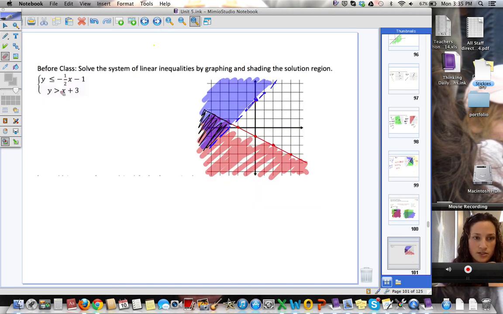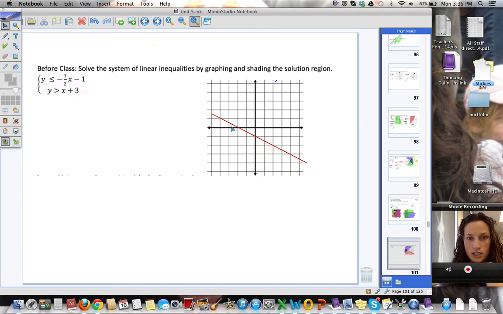Let me erase these answers. I didn't realize that was written in there. Delete. Okay, so before class, you're going to do this. So graph this, shade it. Graph this, shade it. Wherever those shaded regions overlap, that's going to be your answer. So that's what I want you to do before class tomorrow.